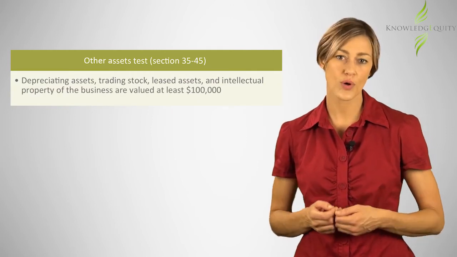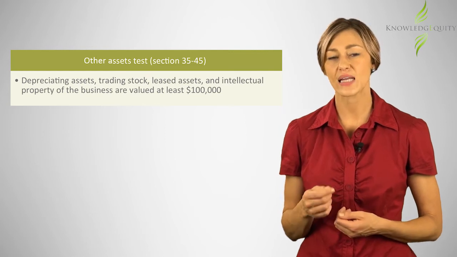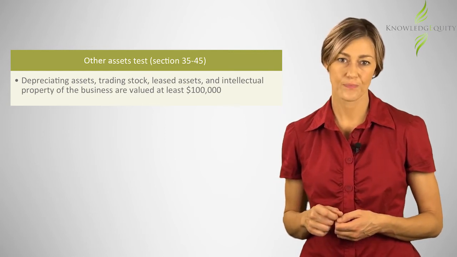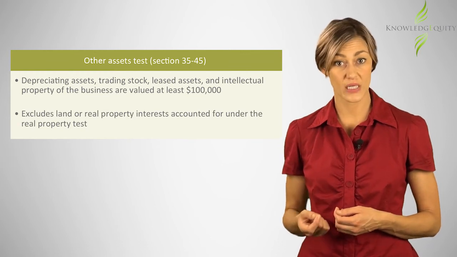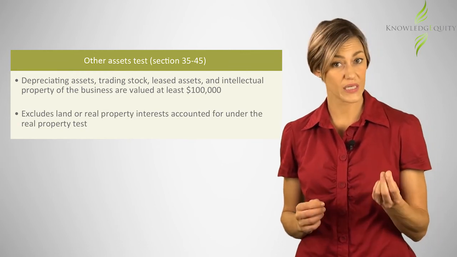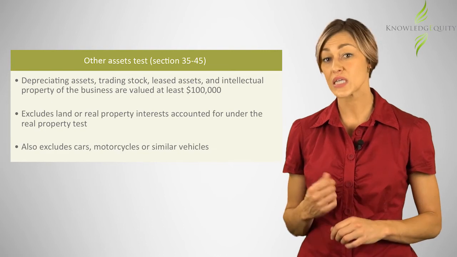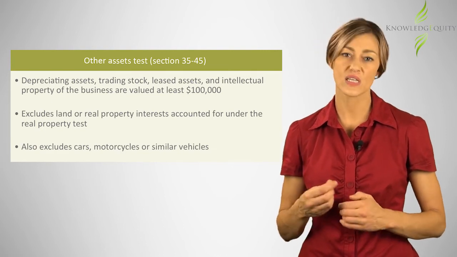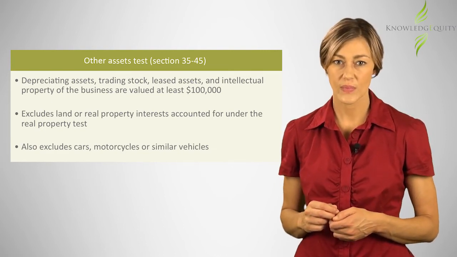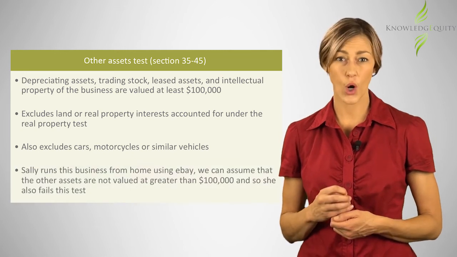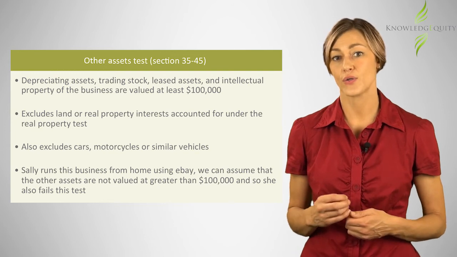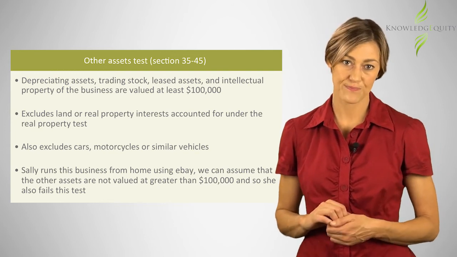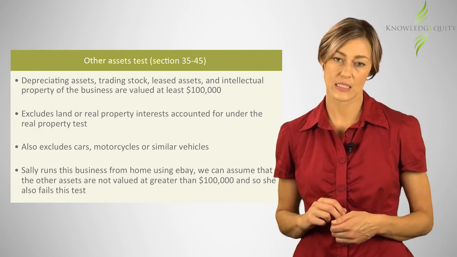The other assets test set out in Section 35-45 requires that depreciating assets, trading stock, leased assets and intellectual property of the business are valued at least $100,000. We need to remember that this excludes land or real property interests accounted for under the real property test and also excludes cars, motorcycles or similar vehicles. As Sally runs this business from home using eBay, we can assume that the other assets are not valued at greater than $100,000, and she also fails this test.